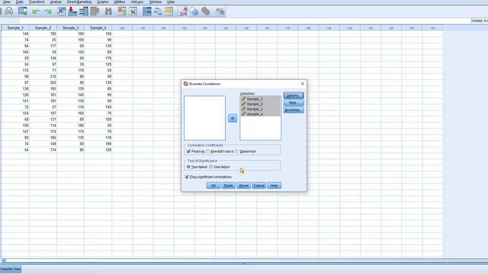But if you select a one-tailed test of significance, it means you won't be considering the direction of the correlation. Now, leave the checked box for flag significant correlations unchanged so that the coefficients that are significant at 0.05 or at 0.01 will be indicated with an asterisk as superscript to the coefficients and also defined under the correlation table. Now we have completed the Pearson's correlation analysis settings and there is nothing more to do. So click OK to run the analysis and produce the Pearson's correlation results in the output window.